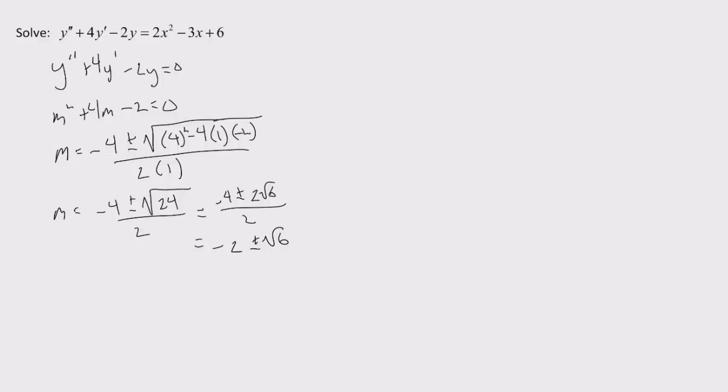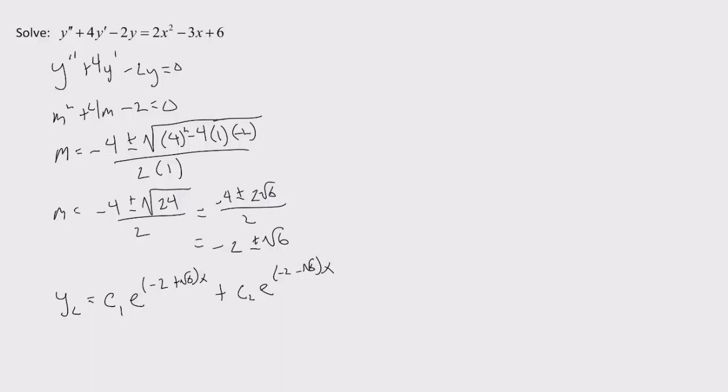Okay. All right, so that said, our complementary solution would be C1 e to the, I'm going to put that all in parentheses, negative 2 plus square root 6 x, plus C2 e to the negative 2 minus square root 6 x.